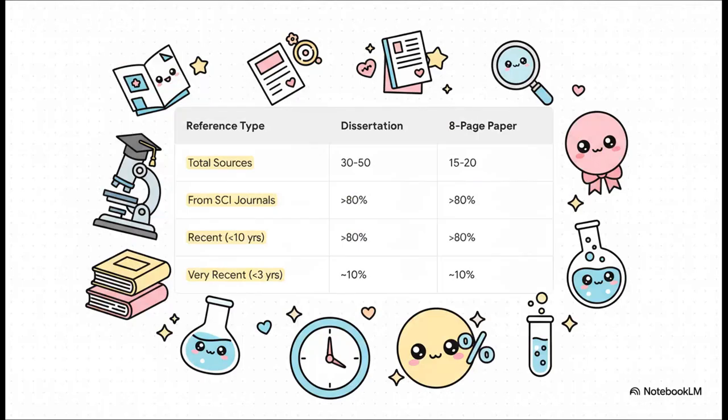And your references? They're the foundation of your proposal, and the standards are high. This table gives you some really concrete targets. Just look, whether you're writing a dissertation or a short paper, at least 80% of your sources need to come from top-tier journals, and 80% should be from the last decade. It's not about quantity, it's about proving your work is grounded in the absolute best, most current research out there.